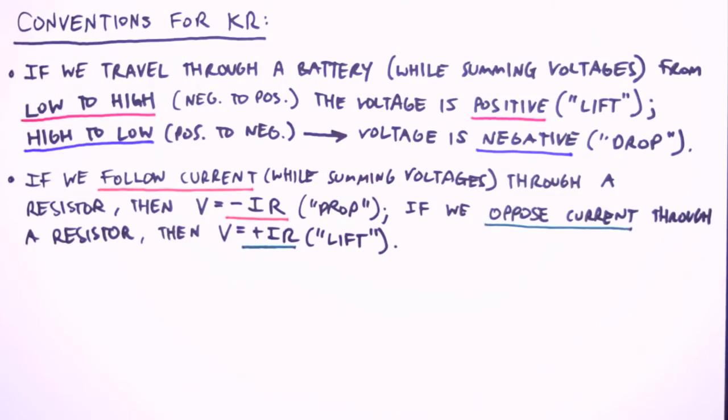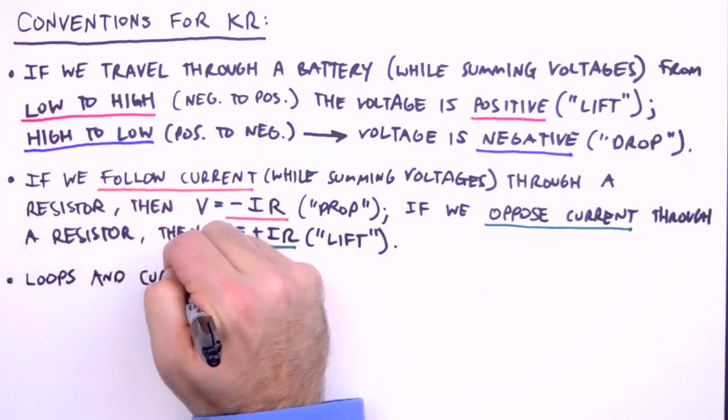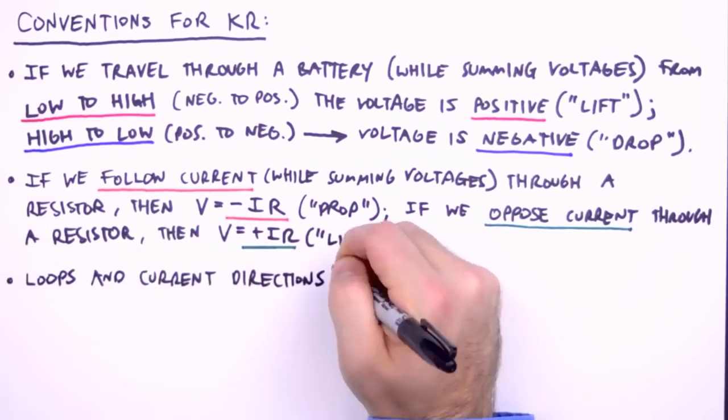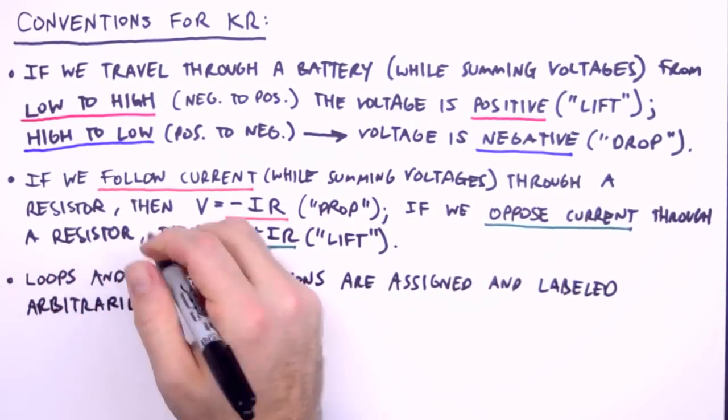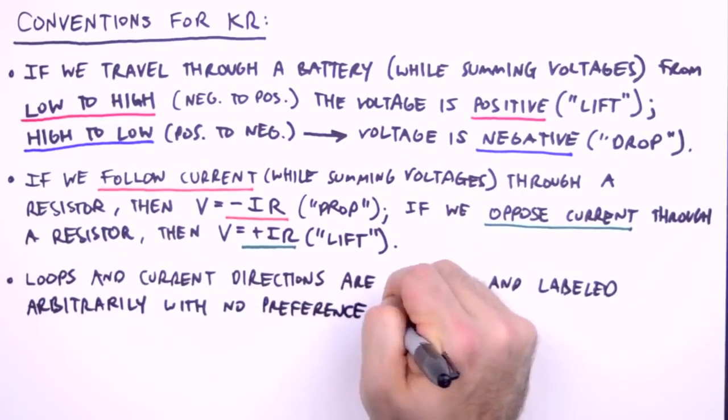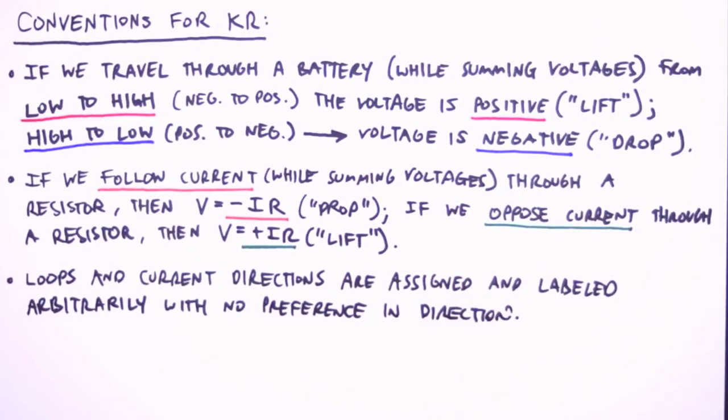Now, a lot has been said about the directions of currents and loops. How are these directions initially decided? This is the best part. The directions of loops and currents are assigned and labeled arbitrarily, with absolutely no preference in direction. So long as the circuit is correctly analyzed, using Kirchhoff's rules, the actual direction of positive charge flow will be revealed in our results. So it's kind of like choose your own adventure in physics land. Physics land!